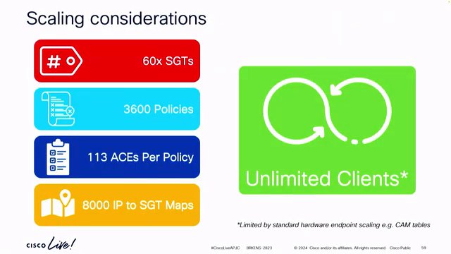Point to note here, something is different between Catalyst and Meraki. Within Catalyst, you have pretty much unlimited or a good number of scale for CTS, but in Meraki, it's somewhat restricted. So you can see we have 60 SGTs, 3,600 policies, and so on. So please be aware and refer to the product documentation.